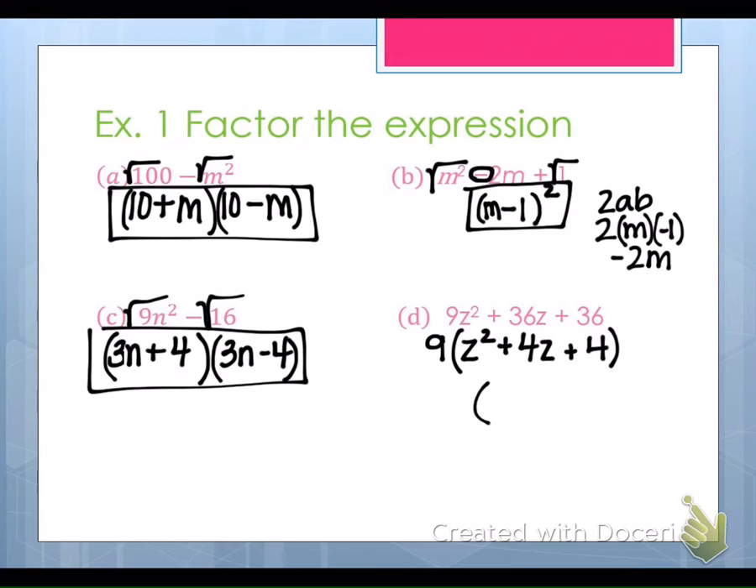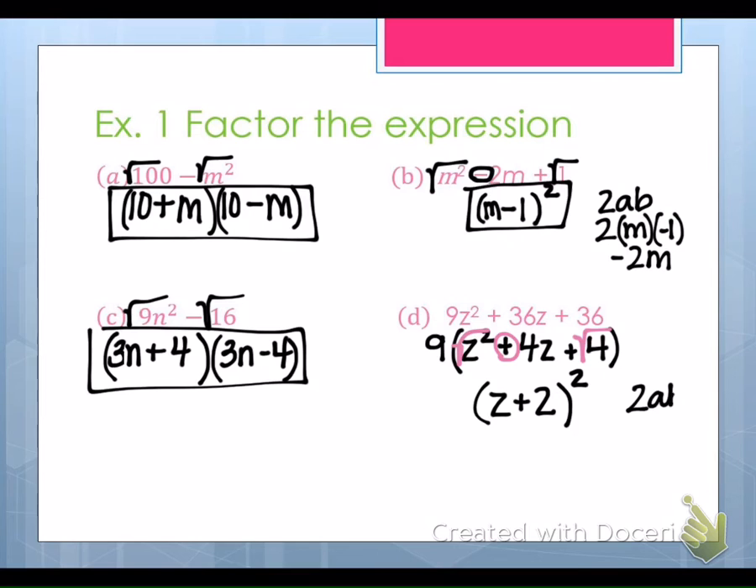So how many sets of parentheses are going to go in this answer? 1. And it's going to be raised to the power of 2. What's the sign of this one going to be? Good. Remember, we look at the first sign in the original, and that becomes the sign of our answer. So we bring down the plus sign. Now, we need the square root of z squared, and we need the square root of 4. What is the square root of z squared? Z. And what's the square root of 4? 2. Now, let's check it.